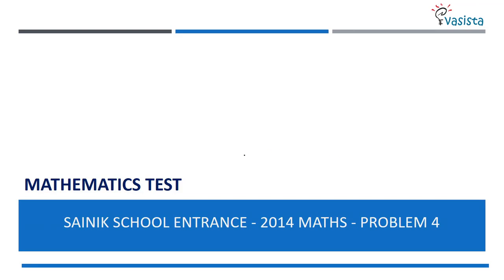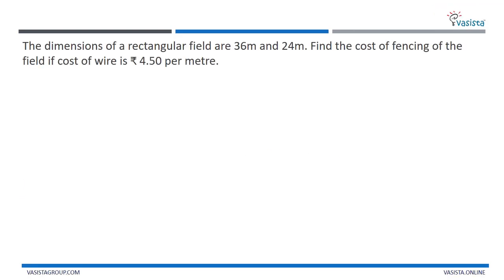So let us go with problem number 4. The dimensions of a rectangular field are 36 meters and 24 meters. Find the cost of fencing of the field if the cost of wire is 4 rupees 50 paisa per meter. Right, here we need to find the perimeter, because for the rectangular field we are supposed to do fencing, right? That's what you need to do now.